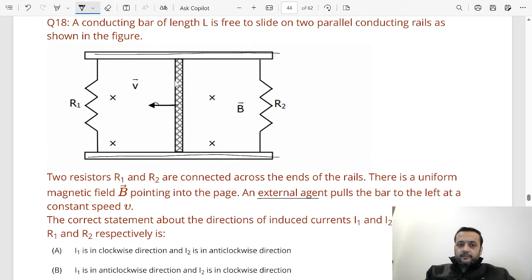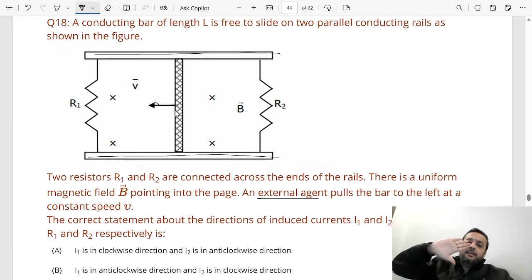Now see, the magnetic field is also present, which is going into the screen. So because of the motional EMF, a potential difference will develop in this rod, whose value will be BvL. The direction of the potential difference is given by the direction of V cross B. That means the higher potential is in the direction of V cross B.